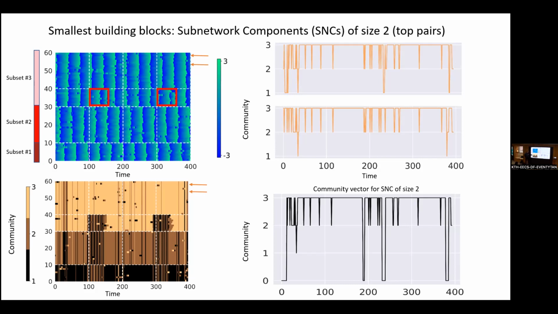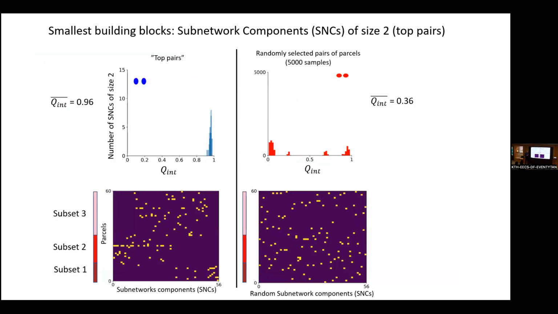And here is the result of the Louvain algorithm. You see that you have three different communities, the three subsets, and you see up here when they are, so to speak, changing their allegiance to different communities, they are more aligned to subset 3 compared to subset 1. Oh, sorry, the other way around. Then we get a community vector for all these subnetwork components of size 2. And then we repeat this process for 4, 6, 8, and so on.